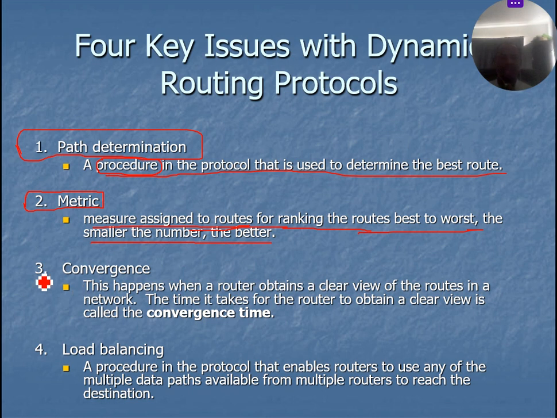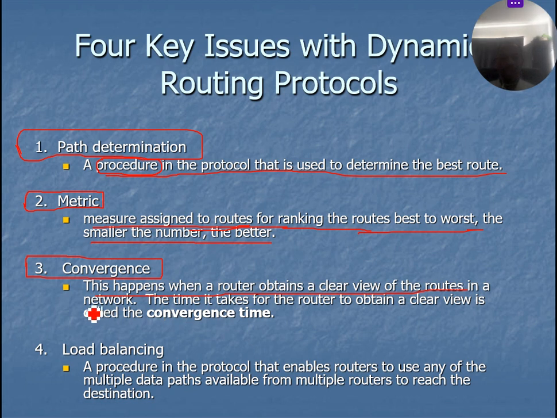Then, number 3 is convergence. Convergence is also a characteristic that needs to be considered when we are dealing with dynamic routing protocols. These are key issues that need to be understood. This happens when a router obtains a clear view of the routes in the network. Convergence, a clear view, just like we studied convergent and divergent lenses in physics.